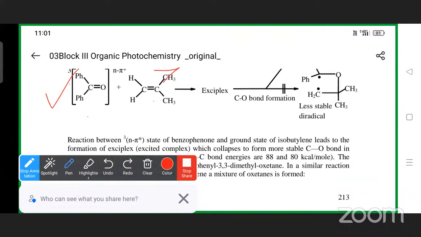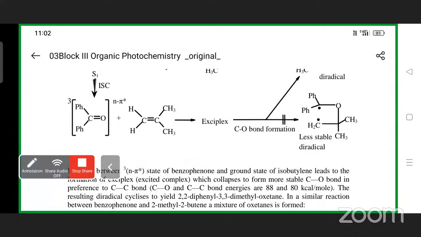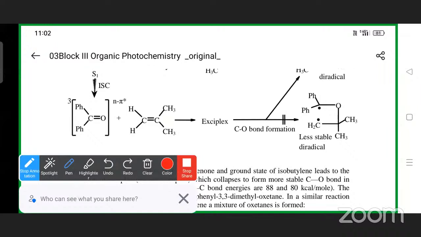Okay. So this benzophenone transfers the triplet energy to this olefin here. Right? It transfers the triplet energy to this olefin. So it is acting as a donor, and the olefin is acting as an acceptor here. Okay. So after getting this triplet energy, the excited benzophenone and this olefin approach each other, right? So it forms an exciplex. Exciplex is nothing but an excited state.